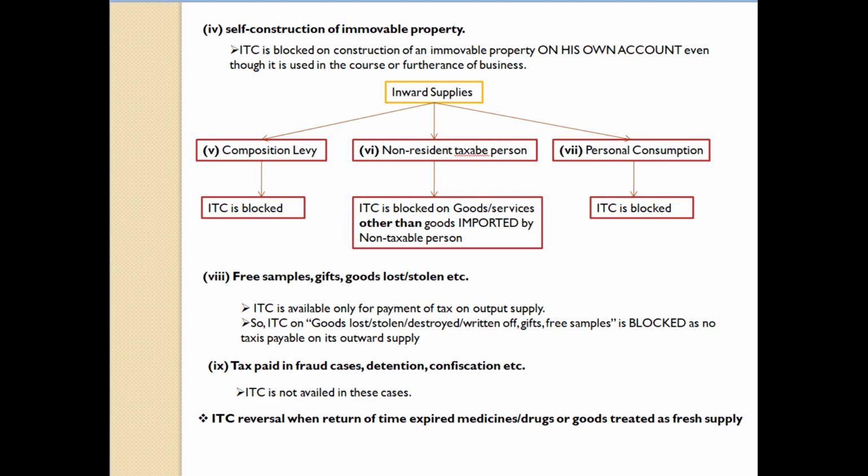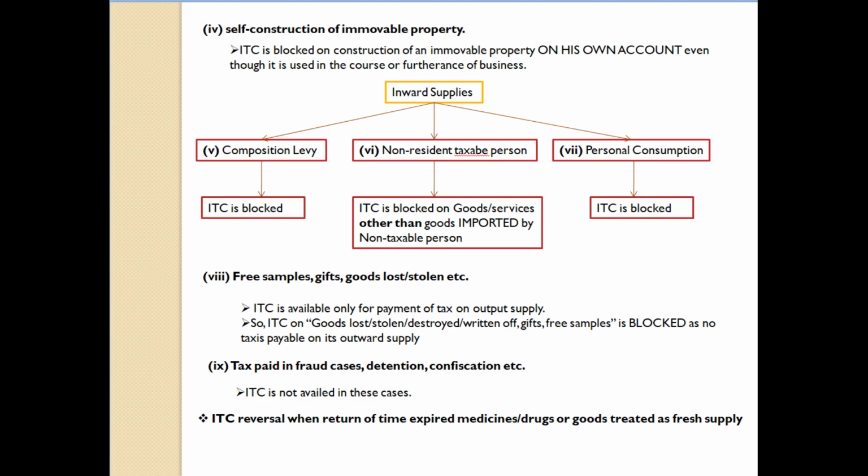And lastly, for availing ITC on goods or services, they should be used in the course or furtherance of business, and ITC is blocked on goods or services used for personal consumption.